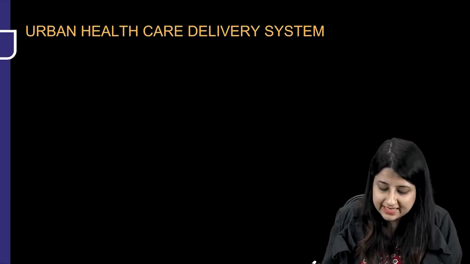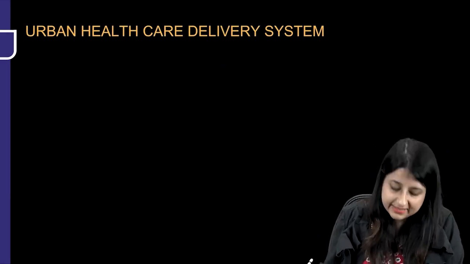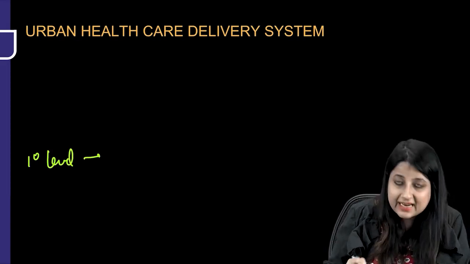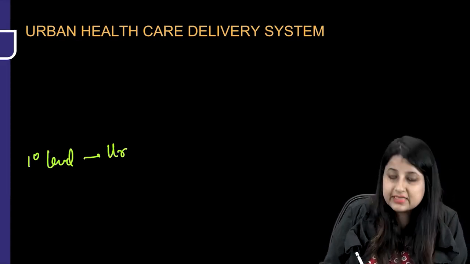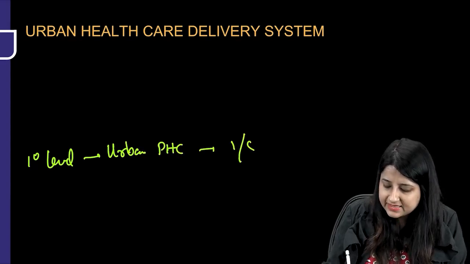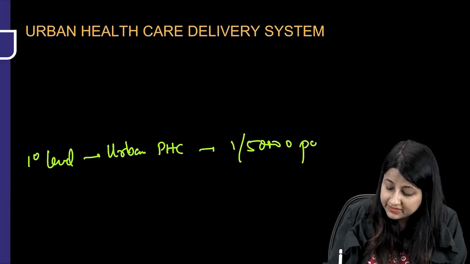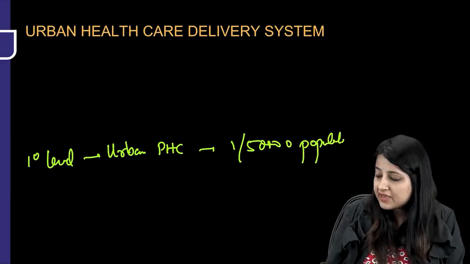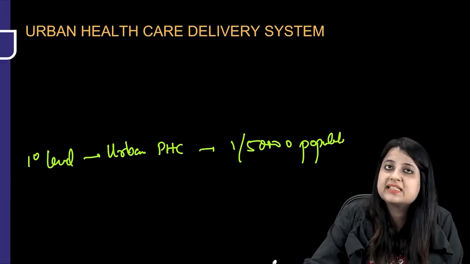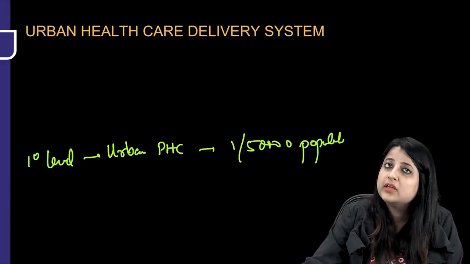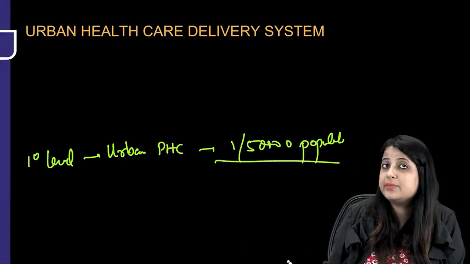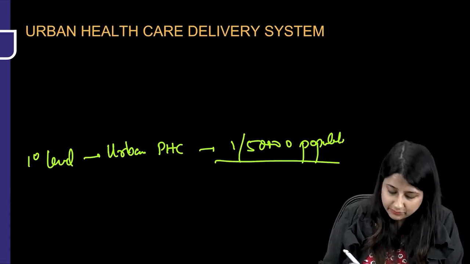Now let us look at the urban healthcare delivery system, just like the rural healthcare delivery system. At primary level, instead of a sub-center, we have Swasthya Chowki. But before that, urban PHC. This is present for 1 per 50,000 population. If a PHC is within some distance from a slum, then a PHC can also be present for 25,000 to 30,000 population. But in rapid revision, you can at least remember urban PHC 1 for every 50,000 population.